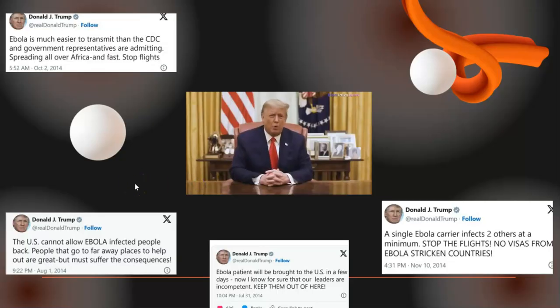Donald Trump is calling for a complete and total shutdown of Ebola virus disease entering the United States of America.